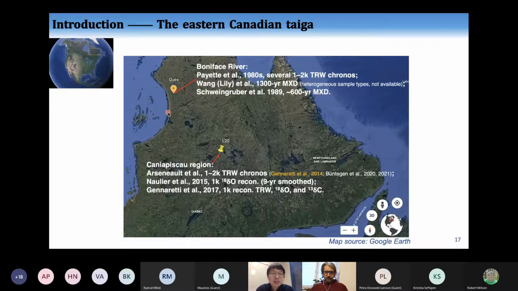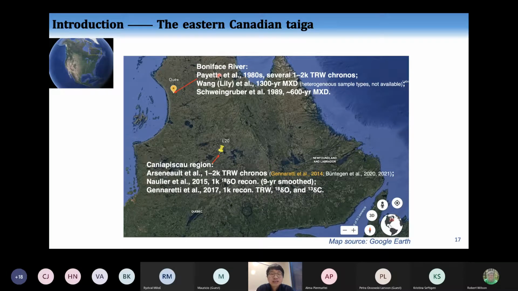Now I would like to introduce the major dendrochronological work conducted in our study region, the Eastern Canadian Taiga. We are here. The regional forest is dominated by black spruce, and the forest is almost intact without much human disturbance. And the work started in the Boniface River area, led by the team of Professor Serge Payette in the early 1980s. Payette and his team have developed several millennial ring width chronologies for this region. And in 2003, the lab member Lili Wan succeeded in developing a 1,300-year MXD chronology for this region.